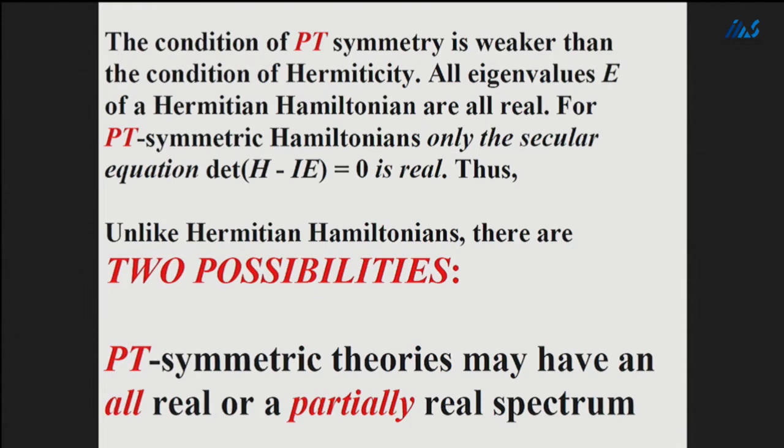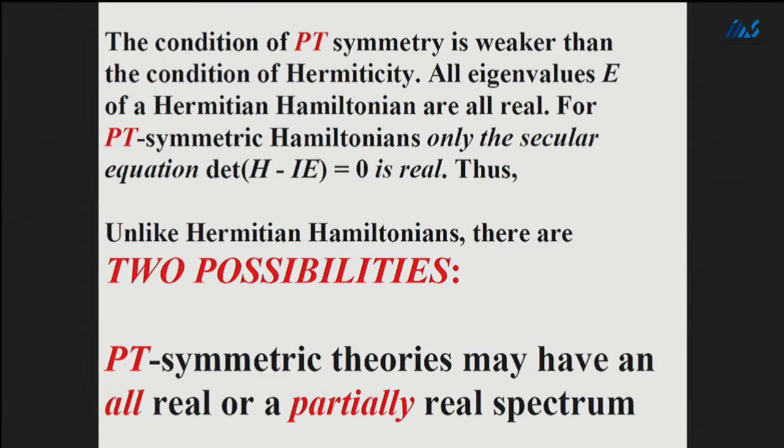So the condition of PT symmetry is weaker than the condition of hermeticity. All eigenvalues E of a Hermitian Hamiltonian are real. But for PT symmetric Hamiltonians, only the secular equation, which is the determinant of H minus I times E equals 0, is real. Only this equation is real. So this equation can have all real eigenvalues, or it could have some complex eigenvalues. And you don't know before you begin working which is the case.